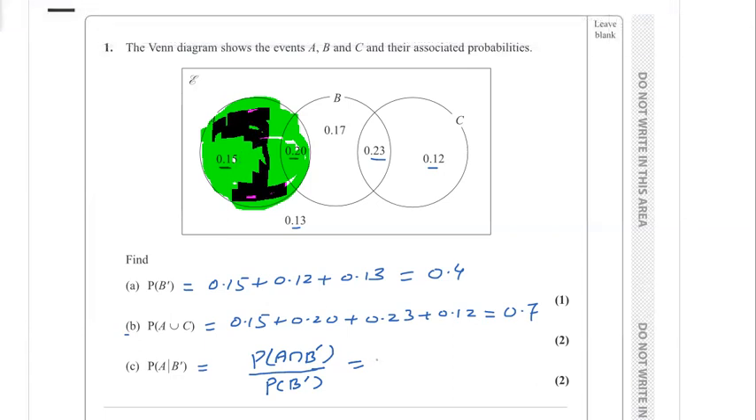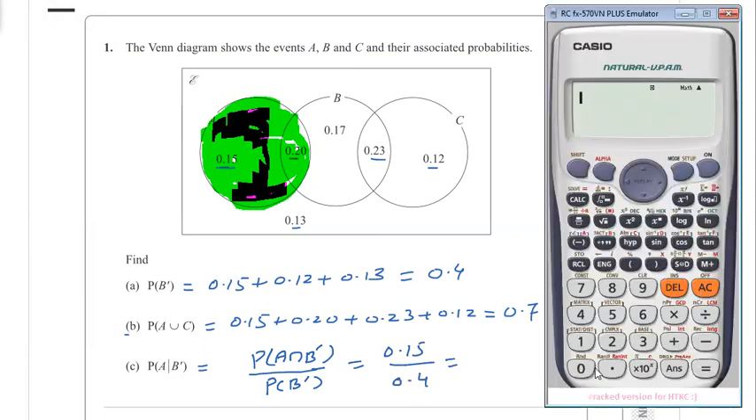So probability of A intersection B complement will be 0.15, over probability of B complement, which we already found in part A, so that is 0.4. We can write it as 0.15 over 0.4. That will give us 0.375.